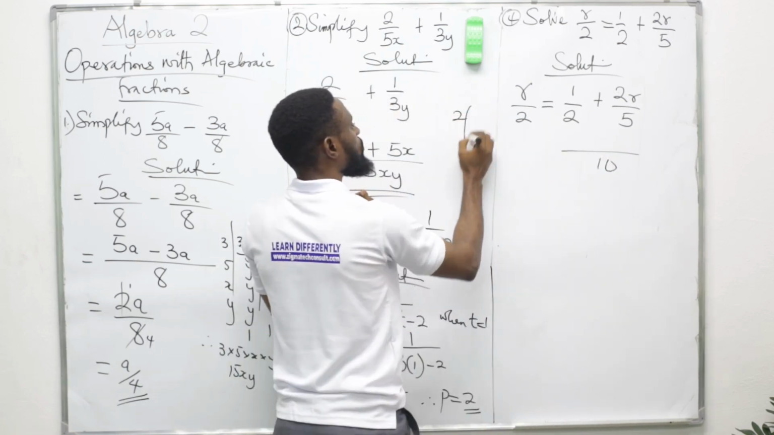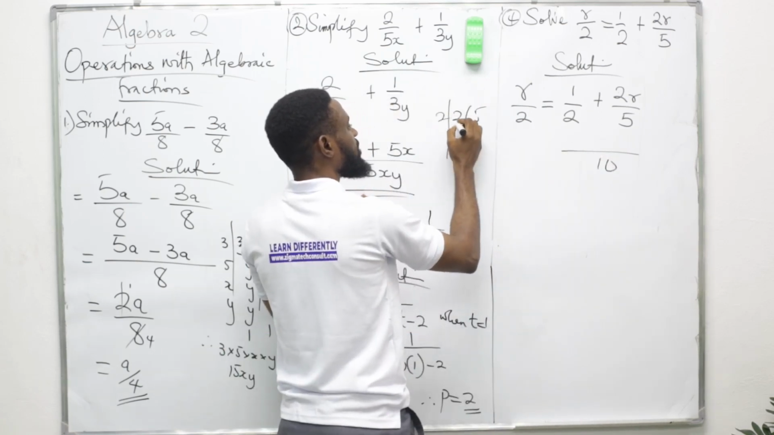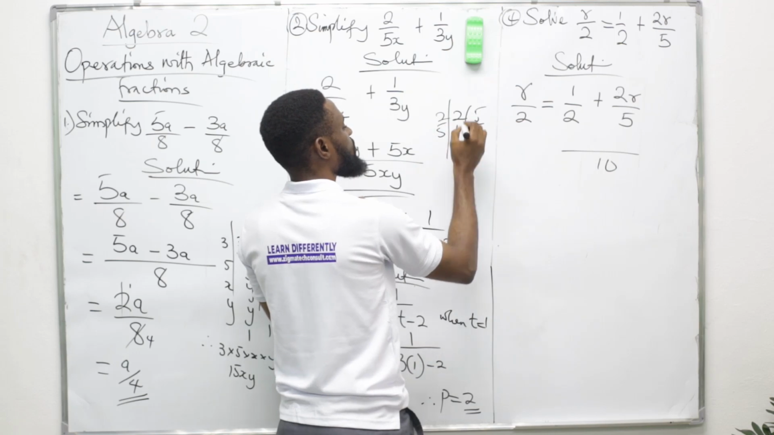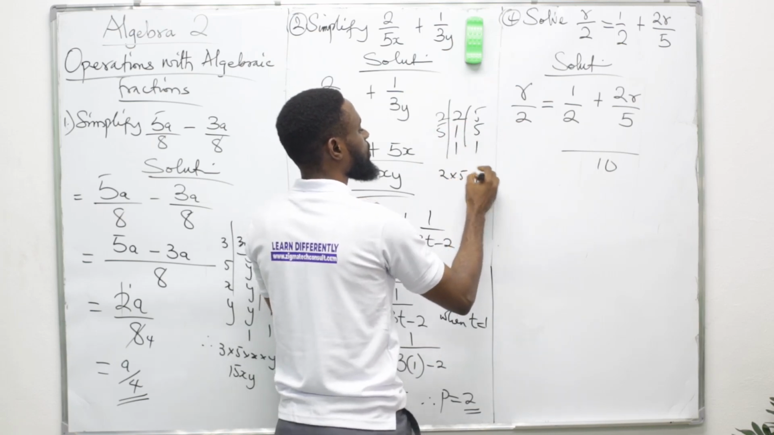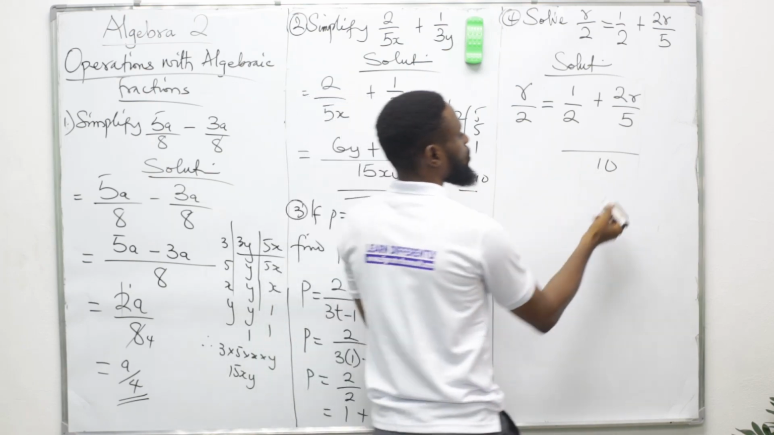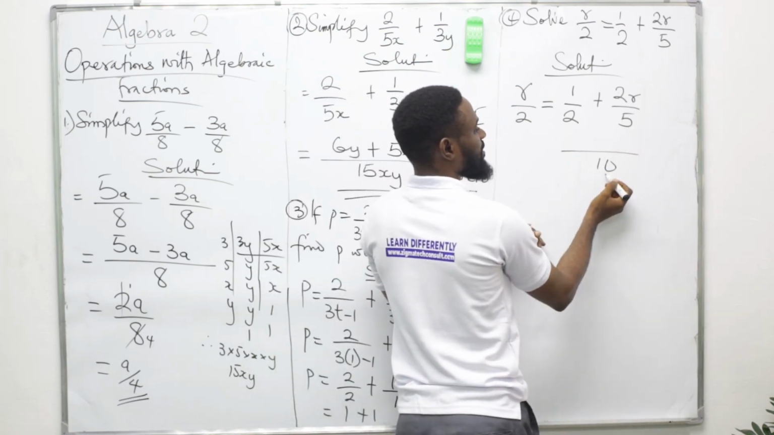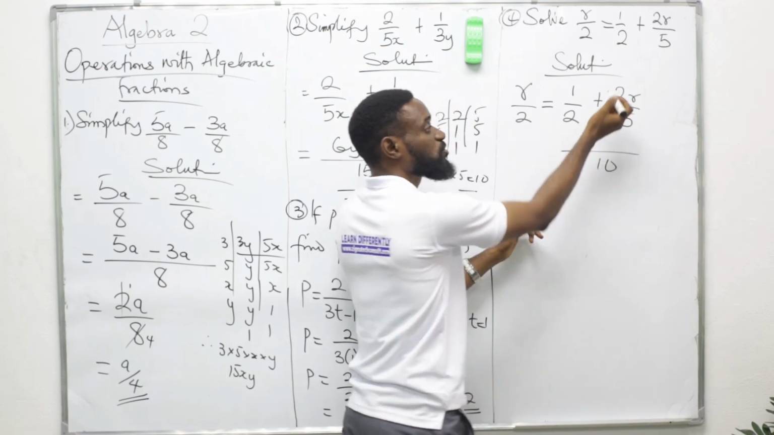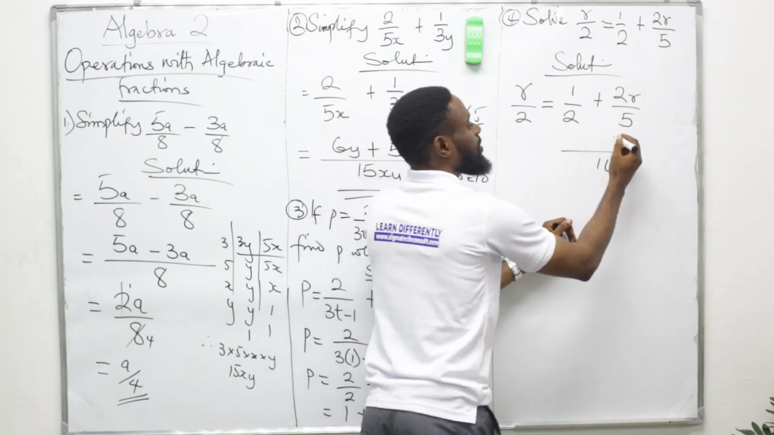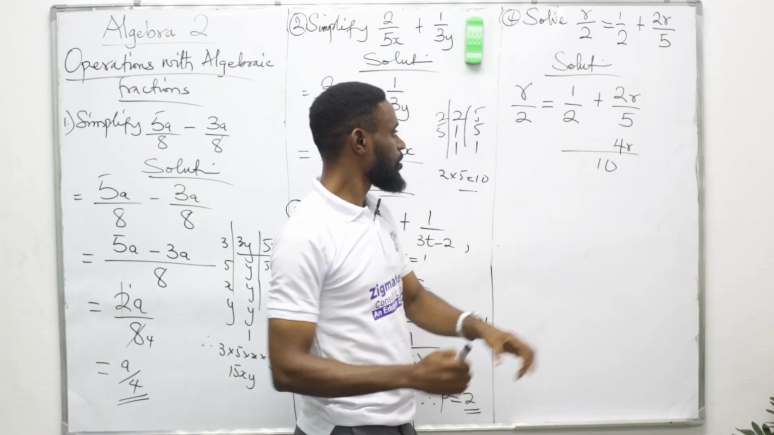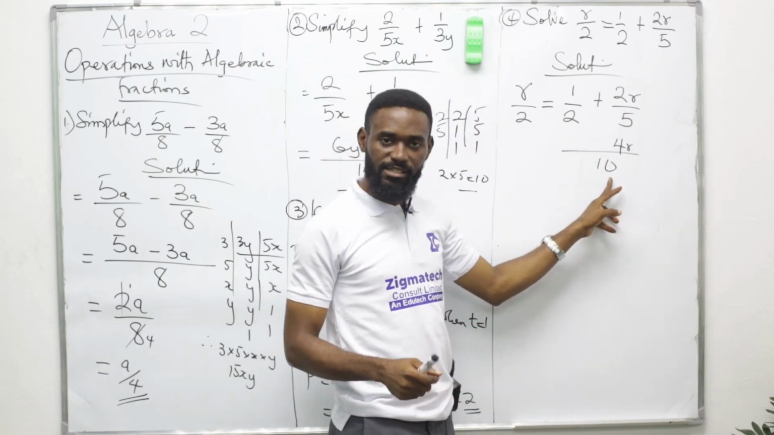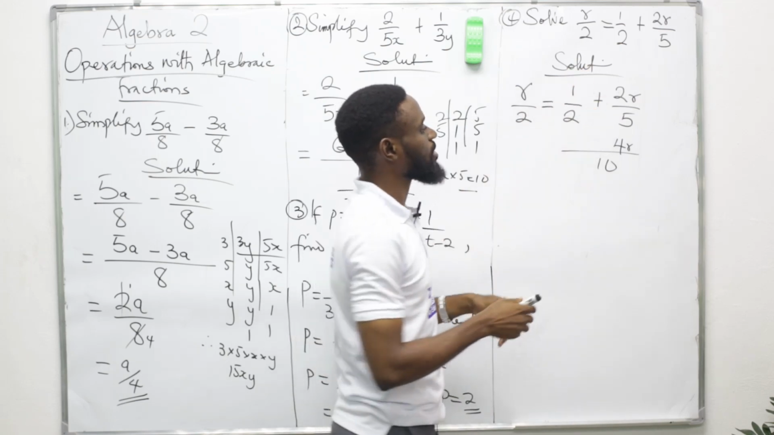How? 2 here is 1, this is 5, 5, 1, 1. 2 times 5 is equal to 10. So that is how I got that. So we do this. 5 into 10 is 2, right? 2 times 2R is 4R. Are you with me now? 5 into 10 is 2. 2 times 2R is 4R.